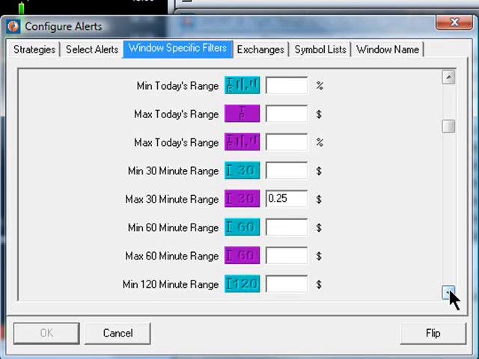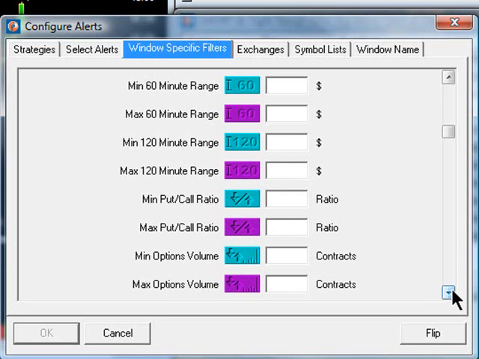And now let's figure out the last and most important piece, which is how did we get this tight range? And here's how we did it. We have a filter called minimum and maximum range in the last 30 minutes. And what I selected was 25 cents. So that means while it had made a move of at least $1.85 at some point today between the high and the low, in the last 30 minutes it's only been in a 25-cent range. And this is how you design this particular filter. There's no other filters set up.